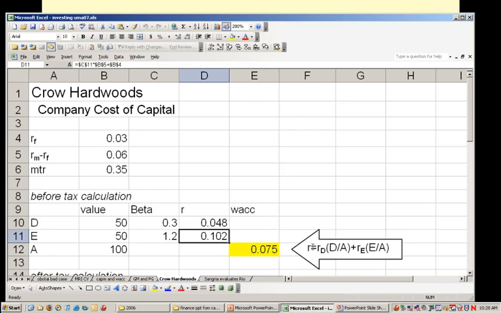Our first step is to determine the required return on equity. So what I've done is to apply the capital asset pricing model to determine the required return on equity. Recall the capital asset pricing model says the required return is equal to the risk-free rate, which I have here in B4, plus beta times the market risk premium. So I've done that calculation and arrived at a required return on equity of 10.2%. Then we can calculate the weighted average cost of capital for Crow using the formula in this arrow, and the result is that the weighted average cost of capital is 7.5%.